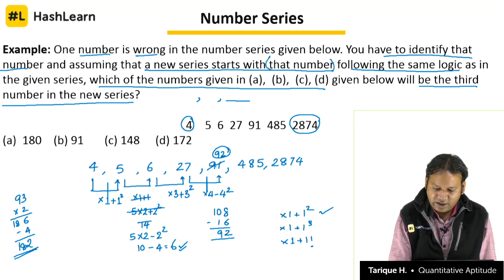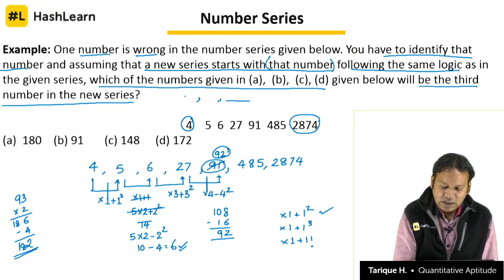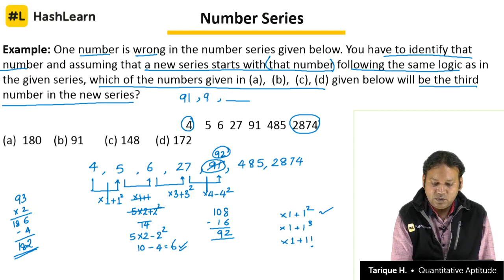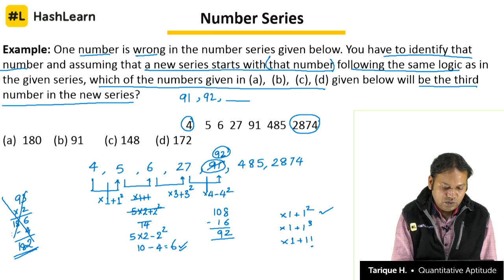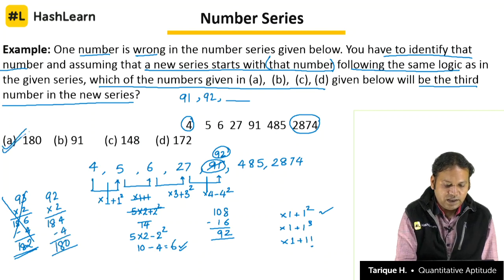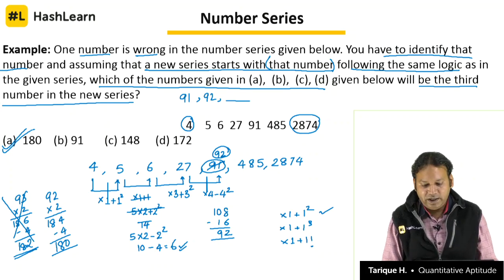So what number was wrong here? 91 was wrong. So 91 into 1 plus 1 is 92, and then we take 92 into 2, 184, minus 4, that is 180. So the answer is 180. Alright, so the correct answer is 180.